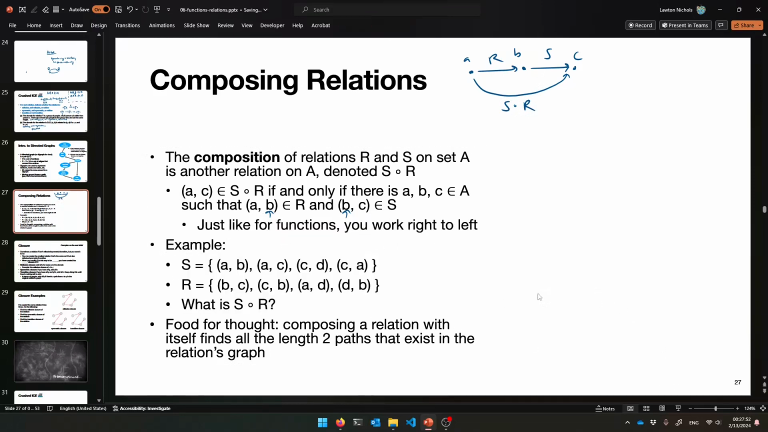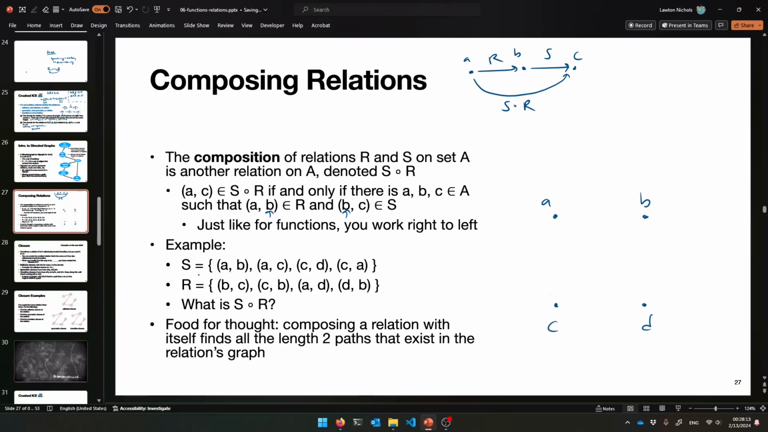Let me give you a concrete example of that. So let's define two relations, S and R. They're going to be relations on a set containing A, B, C, and D. So let me draw that in some order. Let's say that this is A, this is B, this is C, and this is D.